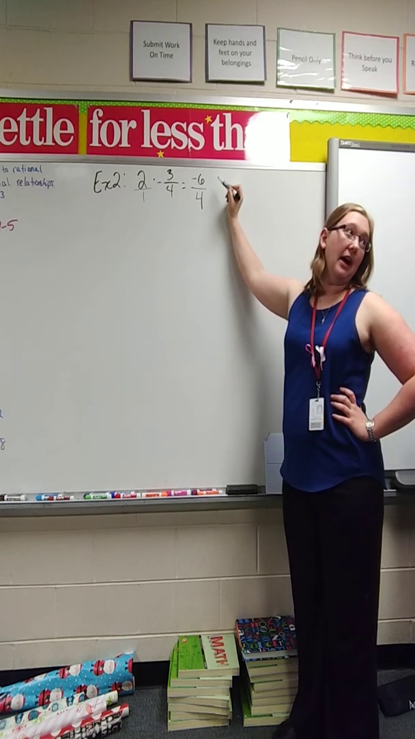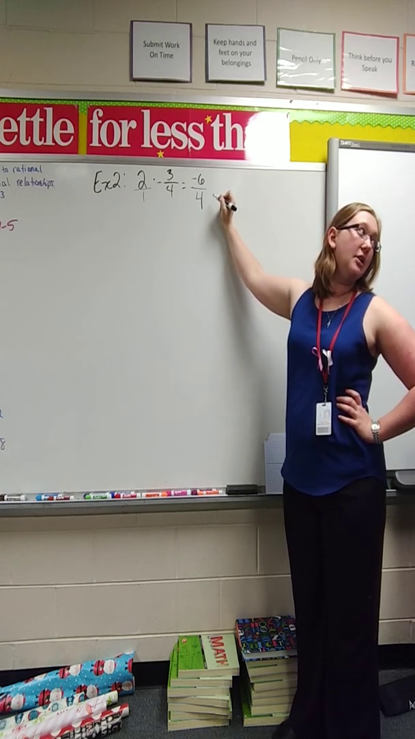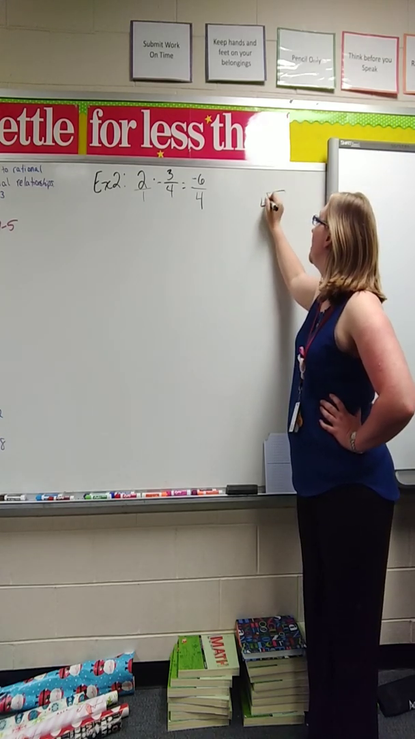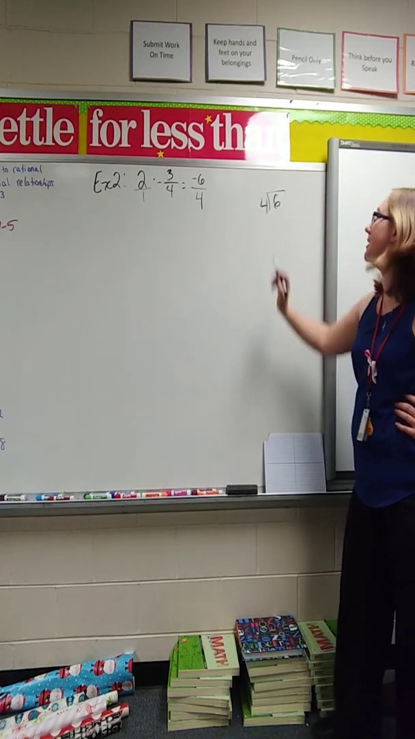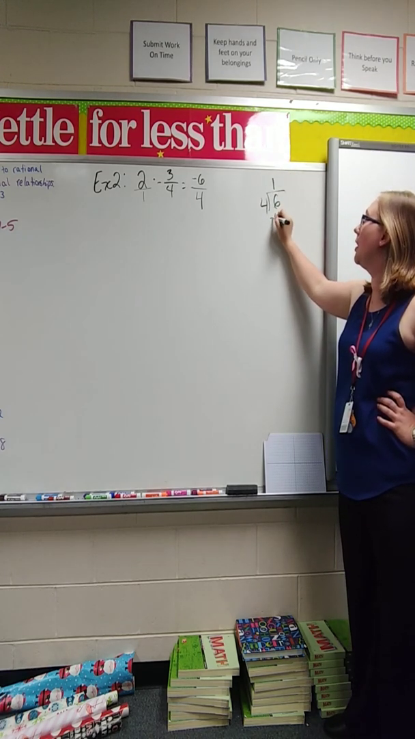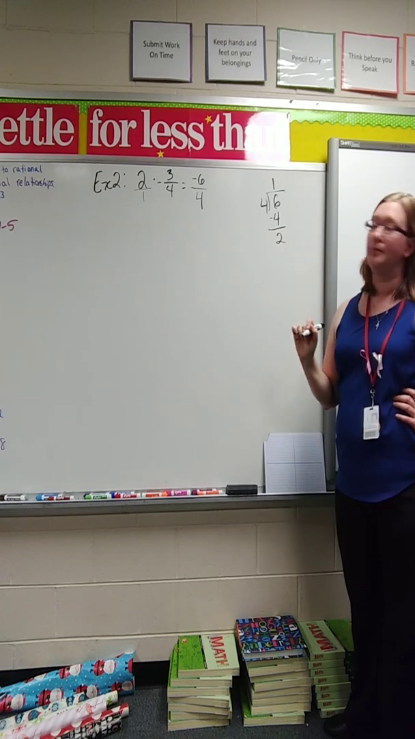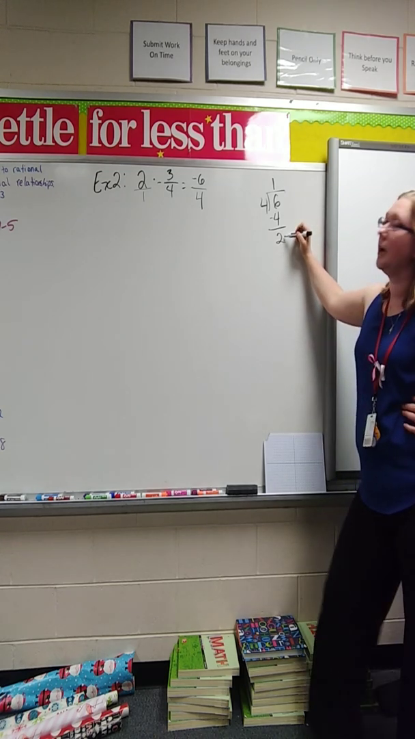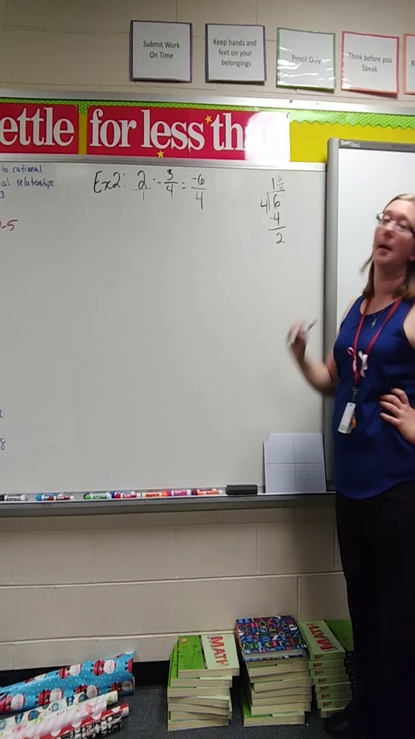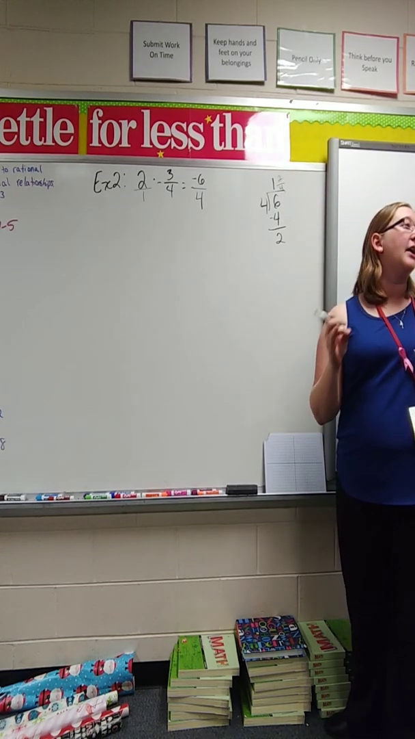I need to simplify. This is an improper fraction, so I divide numerator by denominator. 6 goes inside, 4 goes outside. 4 goes into 6 one time. 1 times 4 is 4. I subtract and I get 2. That remainder of 2 becomes my new numerator. 4 is my denominator.